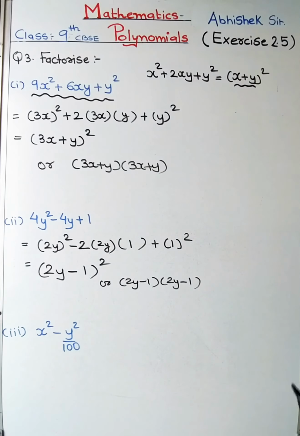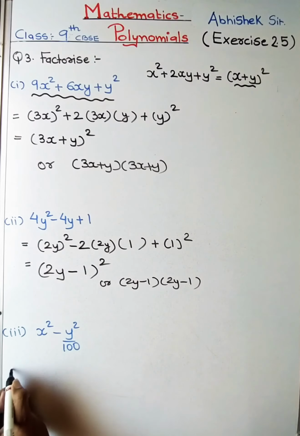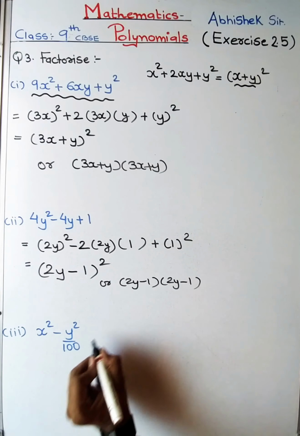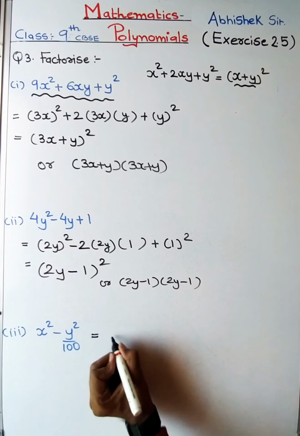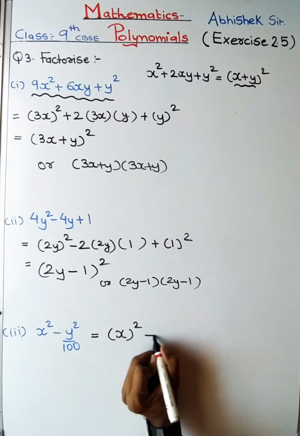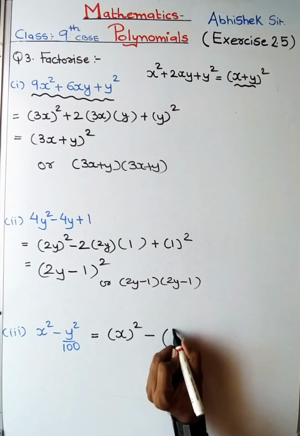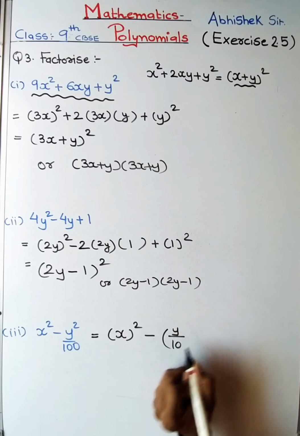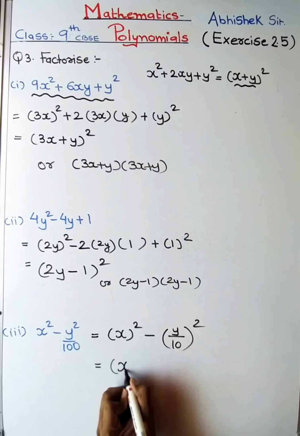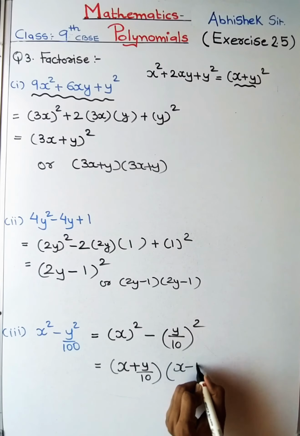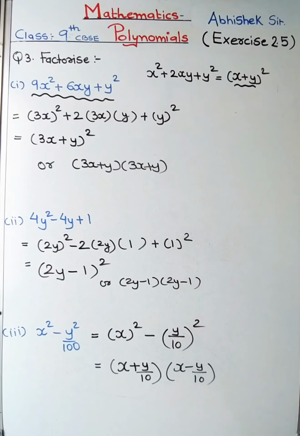Clear? Now moving on to the third question, that is difference of two squares, right? I hope you remember the identity, difference of two squares. So let us convert. X square is the square of x, minus in between, y square is the square of y, and here it is 100, so that is the square of 10. It is x plus y by 10, x minus y by 10. So that is how we will solve according to the identities.